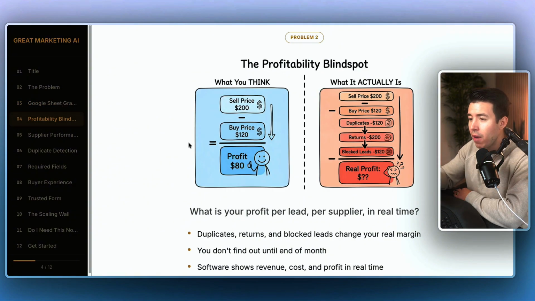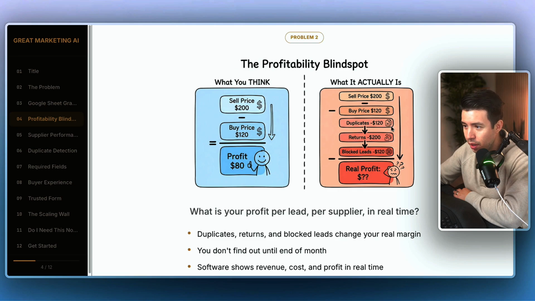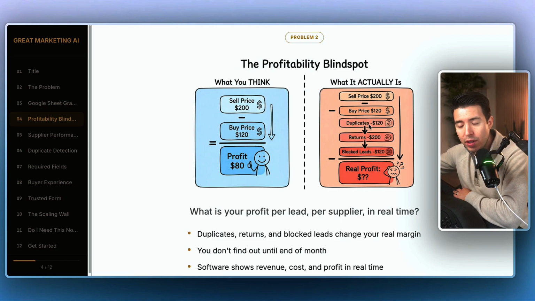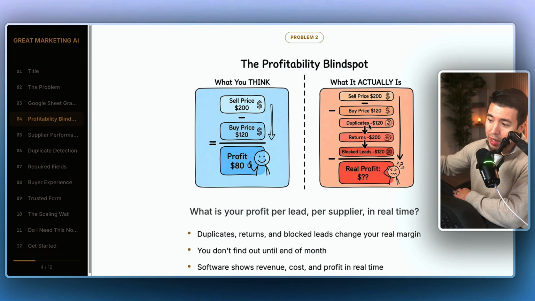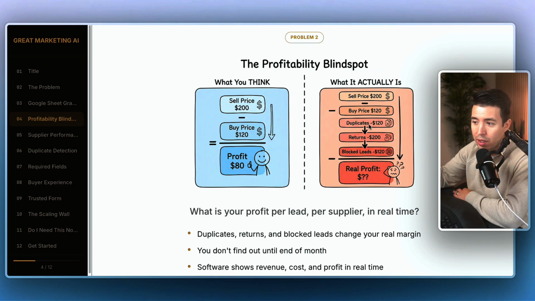Problem number 2 is the profitability blind spot. Here's what you think. You sell a lead for 200, you buy it for 120, and you make an $80 margin. Here's what actually happens. You sell a lead for 200, you buy it for 120, but maybe that lead is a duplicate. So you actually bought a lead that was a duplicate. Your buyer ended up not paying for that lead because they don't buy duplicates, because your buyer is probably working with all of these other different lead vendors. So maybe that lead is already in their system. They're going to come back at you and say, hey, we already have this lead in our system. It's a duplicate. We're not going to pay for this. So that's a negative 120.